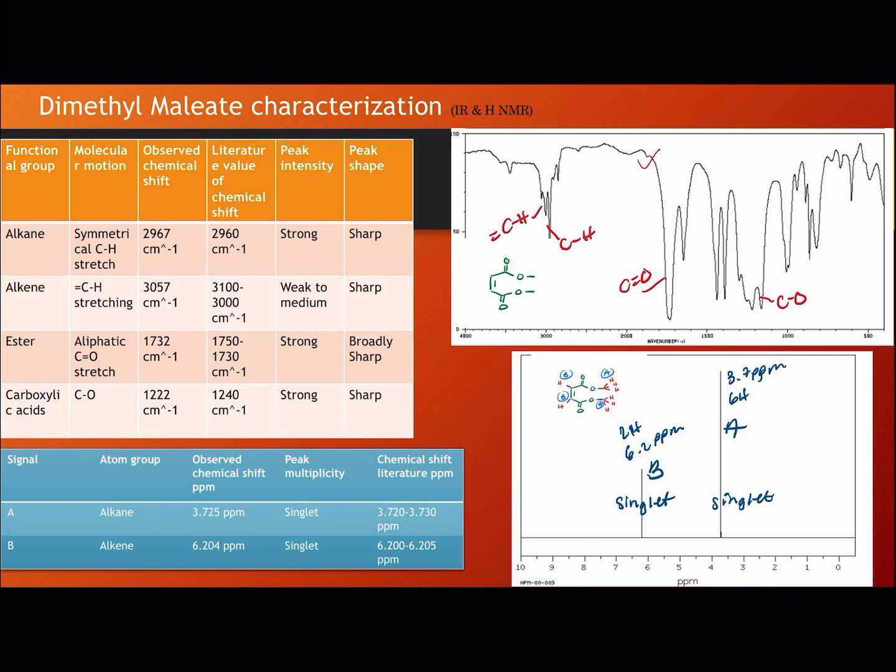On HNMR, there are two signals here, and that's because of the environments that the hydrogens have. Because of the different environments, we are able to see the two signals, but they're both singlets at the end of the day. We have one that's fairly upfield, around 6.2 ppm, and the other one being 3.7 ppm. So we are able to see these two peaks in the HNMR. Both IR and HNMR were used for characterization of dimethylmaleate.